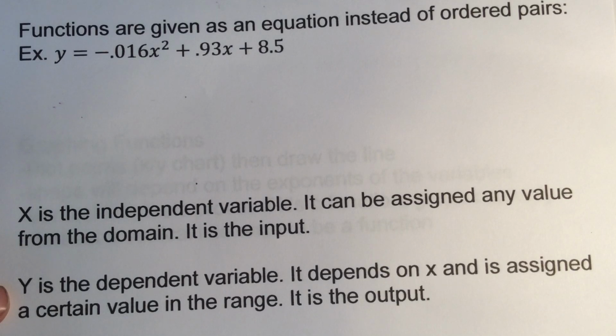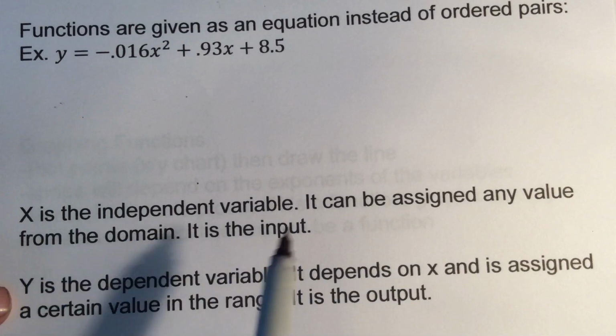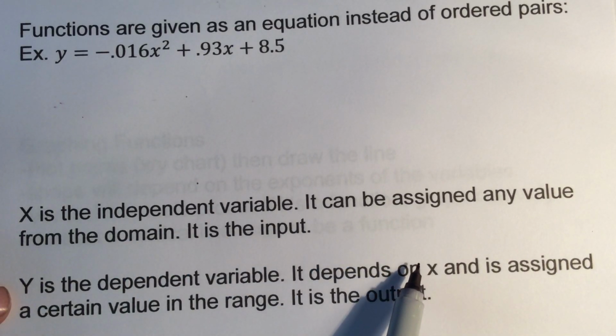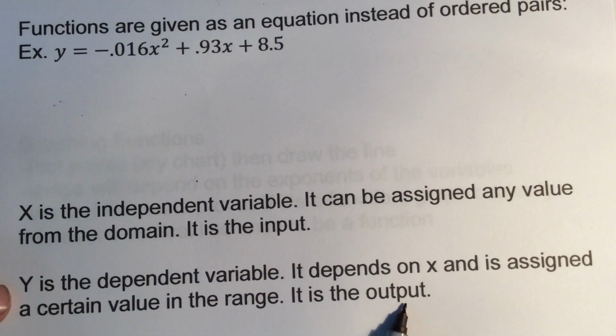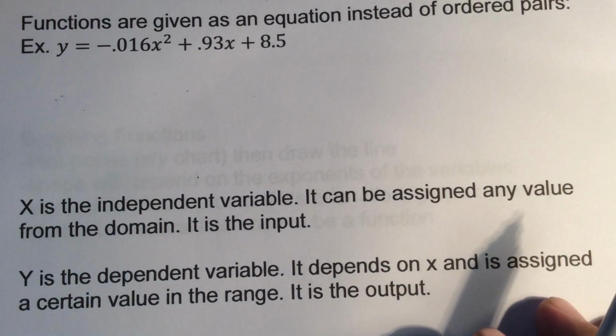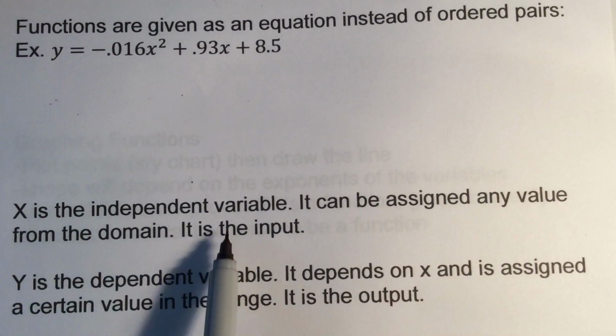Y now is going to be the dependent variable. So it depends on which x we put in that it's assigned to from that range. I think it's the output. So we put in this x. What we get out of the function is your y, your range, sorry. Domain, input, range, output.